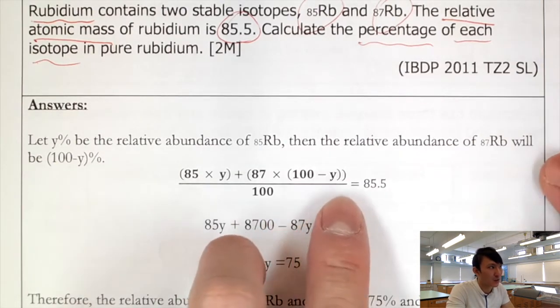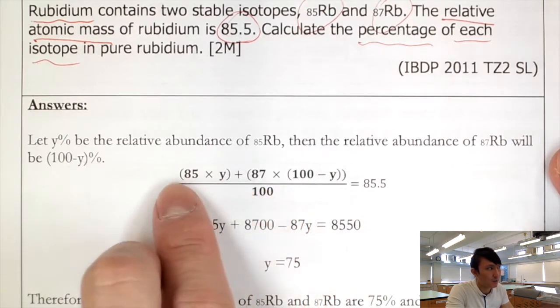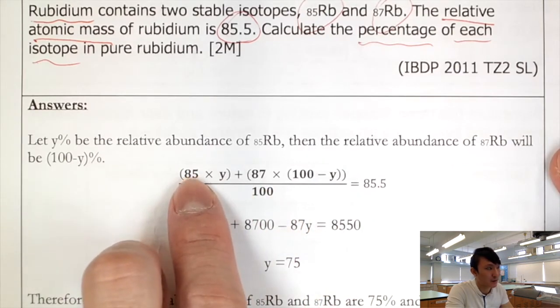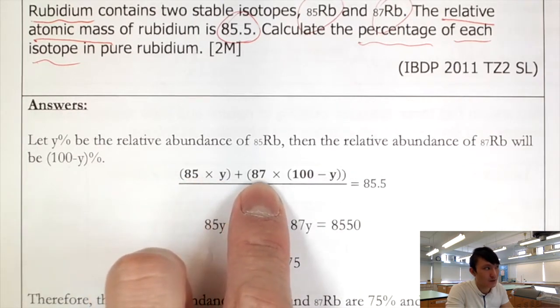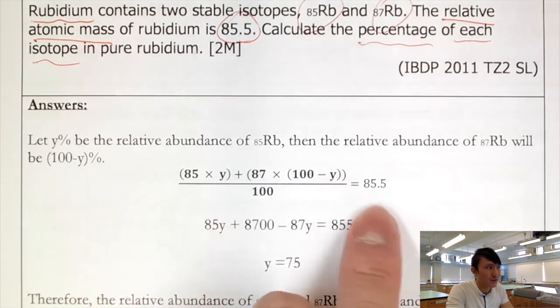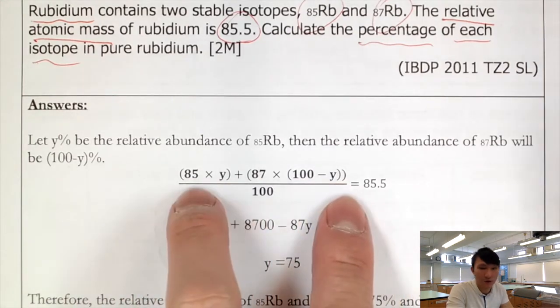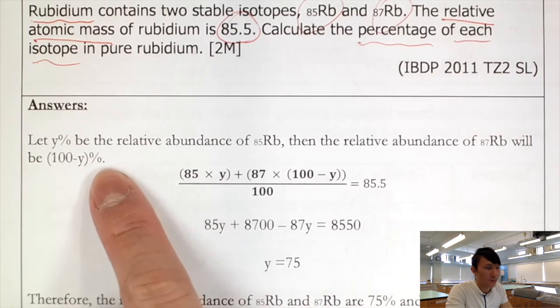Then once you get this, you can simply plug into the equation. So you remember having the isotopic mass multiplied by the percentage plus the isotopic mass multiplied by its percentage, over 100, equals 85.5. Then you can simply solve this simple equation. Then you will get Y equals 75. Okay, so if Y equals 75, then 100 minus Y will be 25.